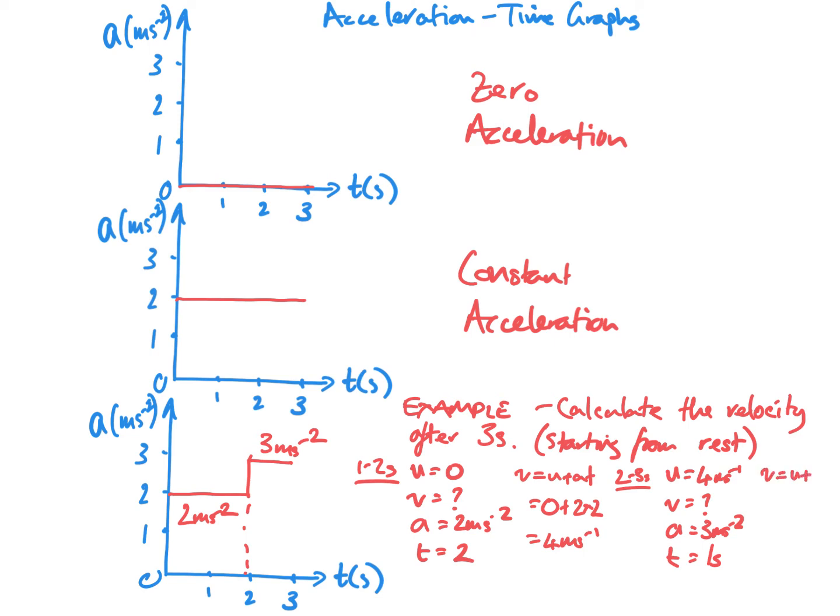So once again I can do v equals u plus at, equals 4 plus 3 times 1, 7 meters per second, and that would be my final answer for the velocity after 3 seconds.